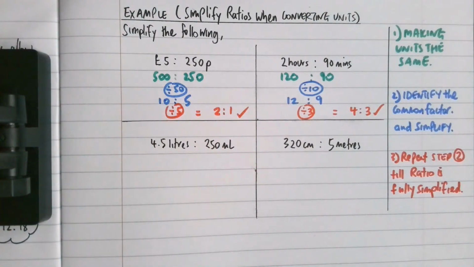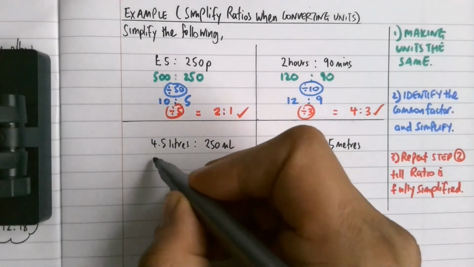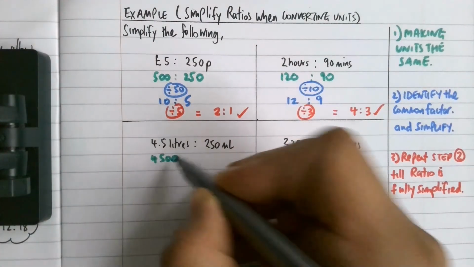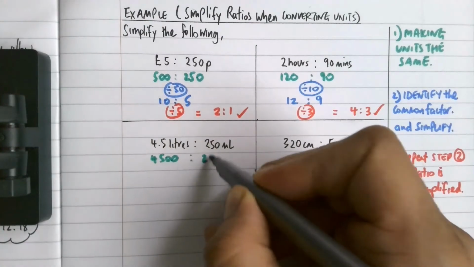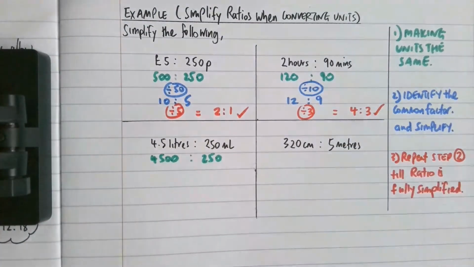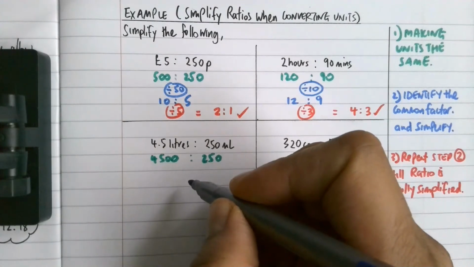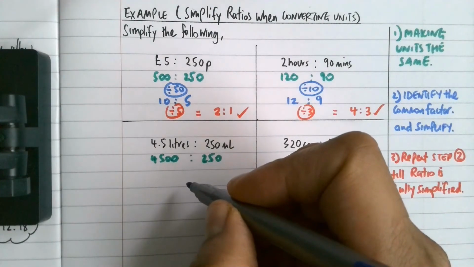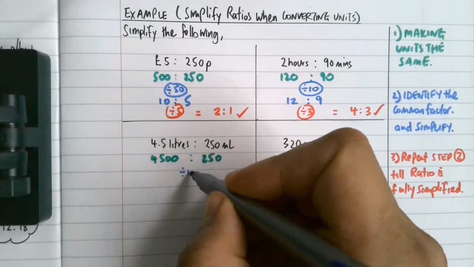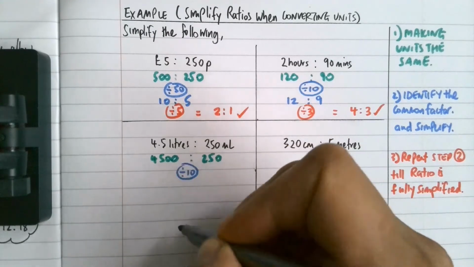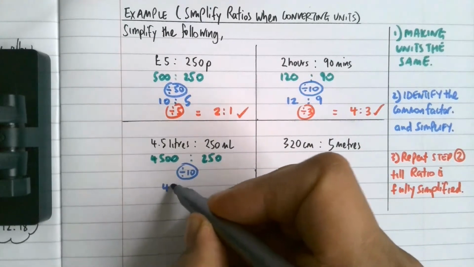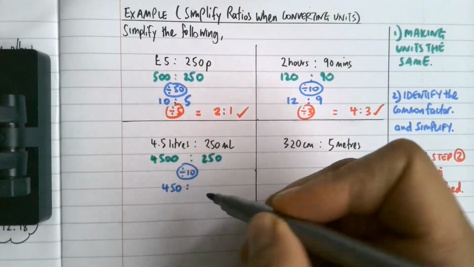For the third one, 4.5 litres to 250 millilitres, there's 1,000 millilitres in a litre, so we get 4,500 to 250. We don't need to include the units now in the ratio, and then I'm just going to start identifying the common factor, and then I'm going to simplify. You might be able to identify a different common factor, and that's okay. You should end up with the same simplified ratio at the end.